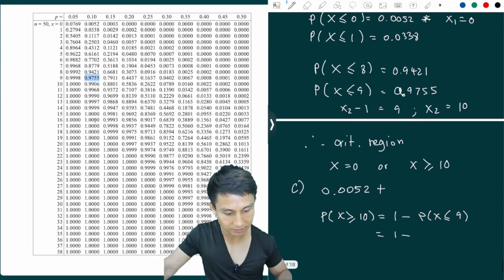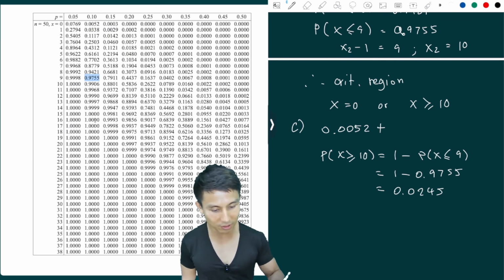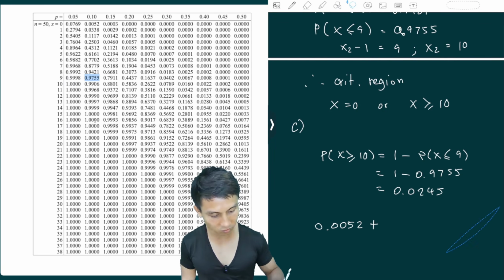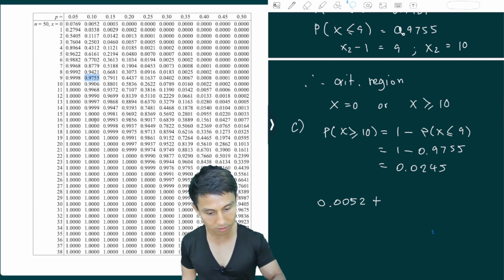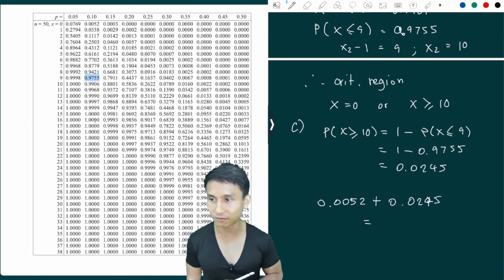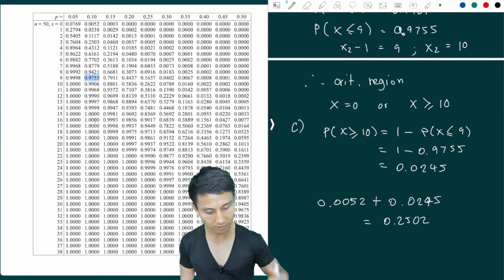So that's 1 minus 0.9755. Yeah, so that's 0.0245, right? And we're going to add that to this. Let me put it in a logical order there. And that's the actual level of significance, guys. I'm going to use a calculator. So that's 0.2502. Okay?